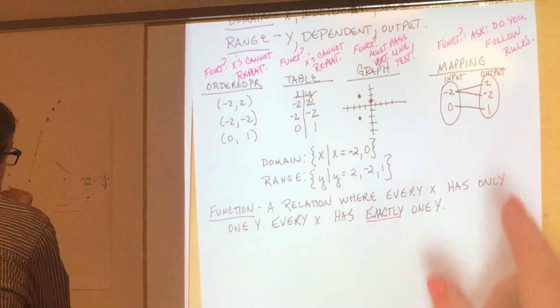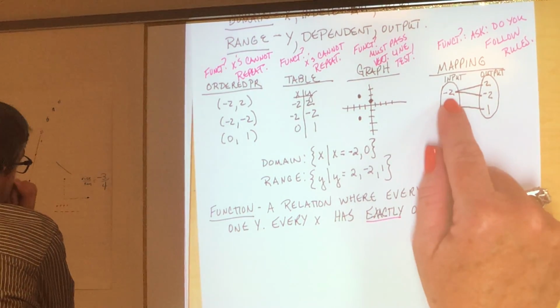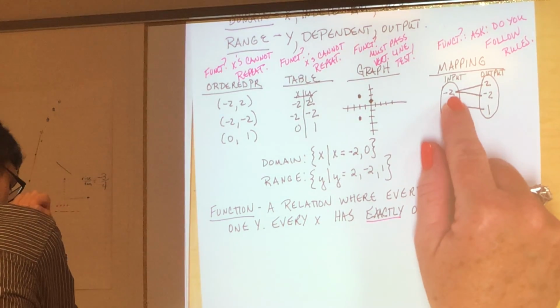So here's the rules. The rules are every x has only one y. Does this x have one y? No.